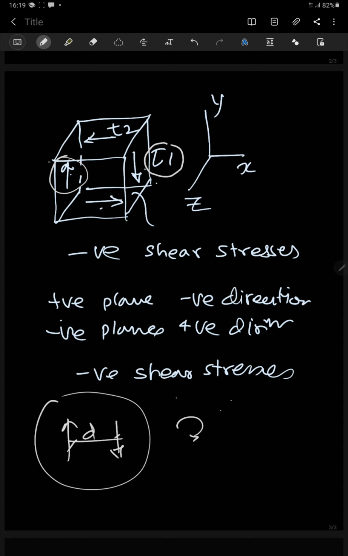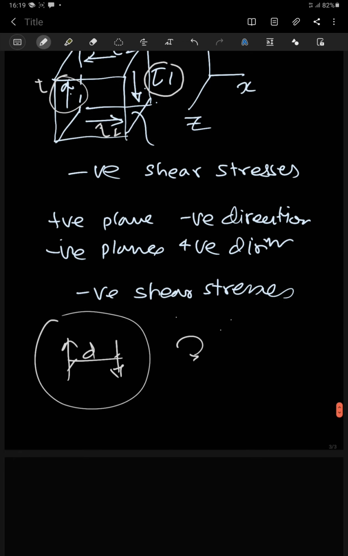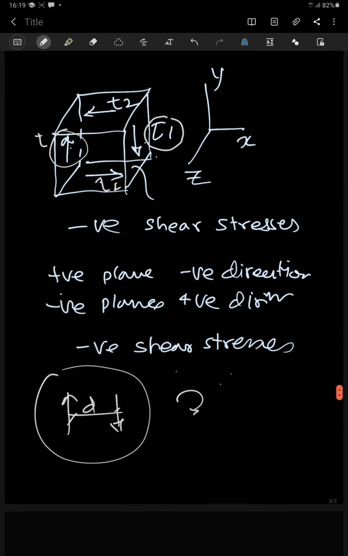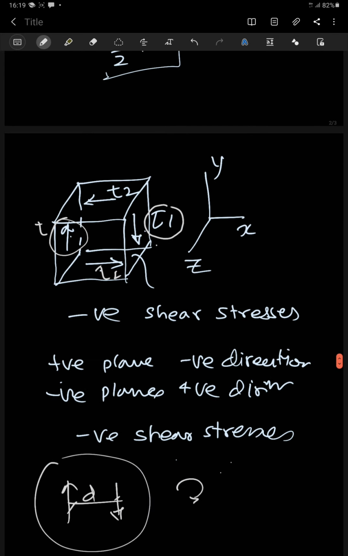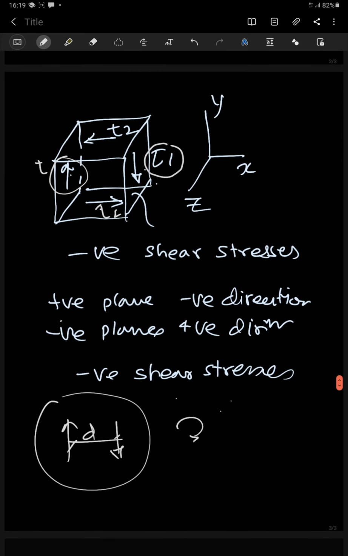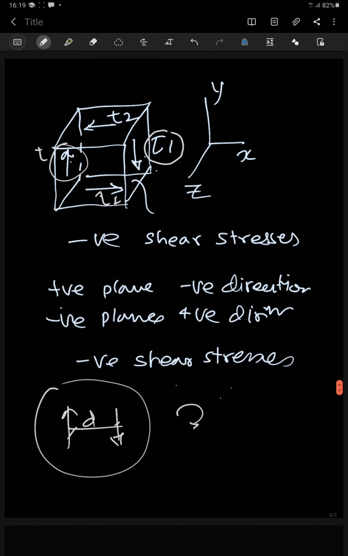Similarly, here tau 1 on the front right-hand side and the left-hand side, and tau 2 on the top and the bottom. Both the shear stresses will create a couple. So, on the right-hand side and left-hand side, of course, to get the force we are going to multiply the stress with the dimensions.